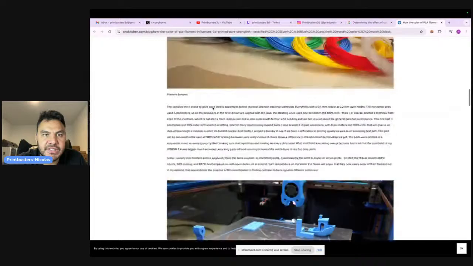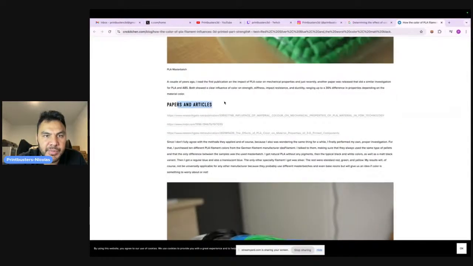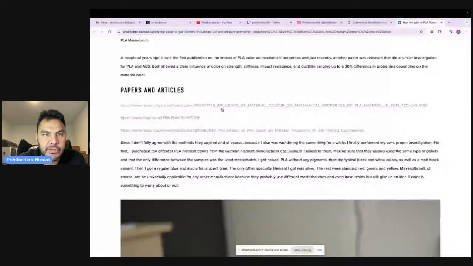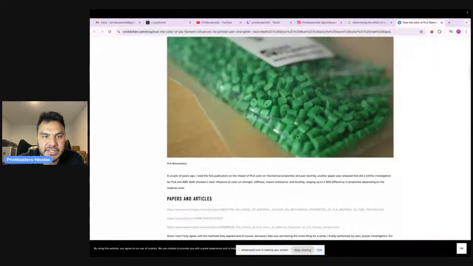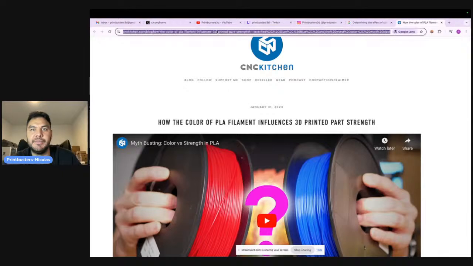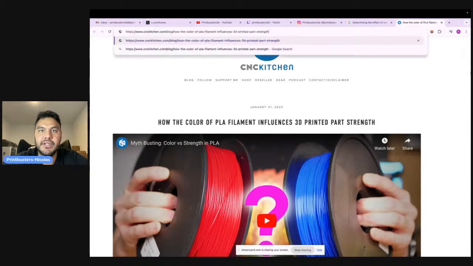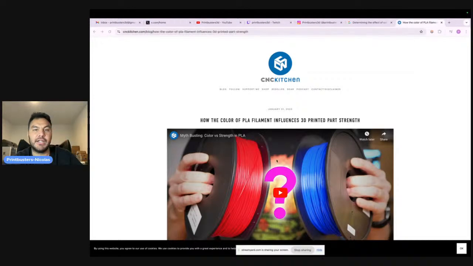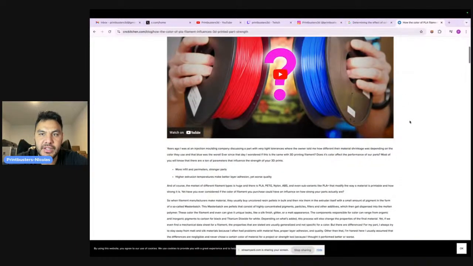So if we start, is there a start here? Paper and article. Okay, so actually there is some research already here. Influence of material color on mechanical properties, the effect of PLA colors on material properties, etc. Yeah, actually that's the whole thing. Let me link that here for you guys if you want to check. Okay, so how the color of PLA filament influences printed part strength. Okay, so that was the video.